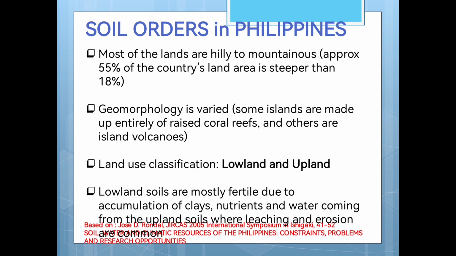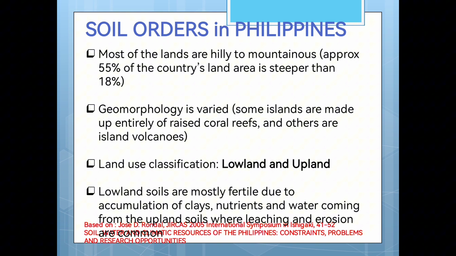So, the land use classification is classified as lowland and upland. Lowland soils are mostly fertile due to accumulation of clays, nutrients, and water coming from the upland soils where leaching and erosion are common. If you happen to know where is the most fertile area in Davao City, then the answer is the downtown area because most of the materials coming from the mountains are accumulated and deposited in the downtown area. Yun nga lang, downtown area is not used for agriculture. This is usually used for commercial purposes. But then, most of the lowlands are fertile.